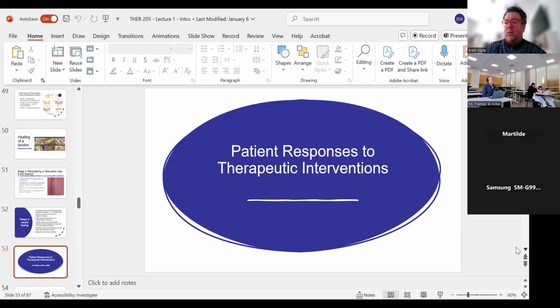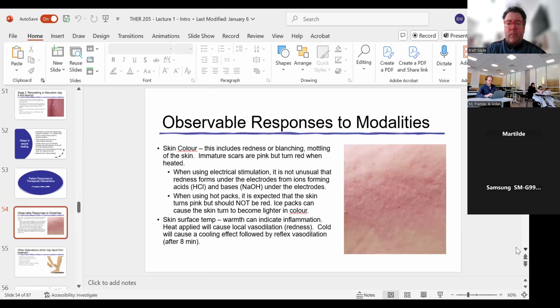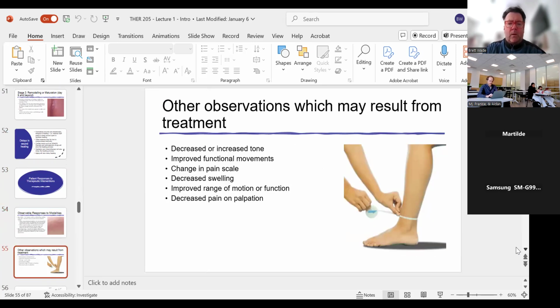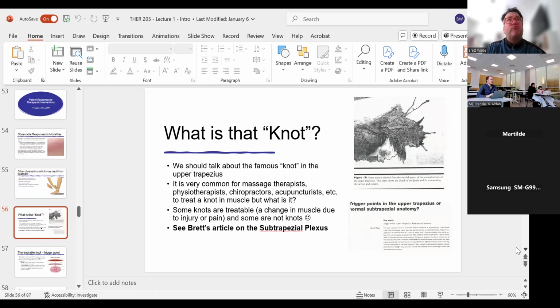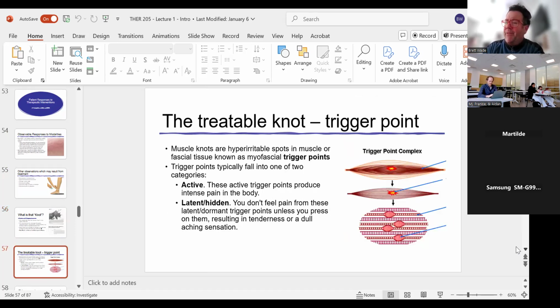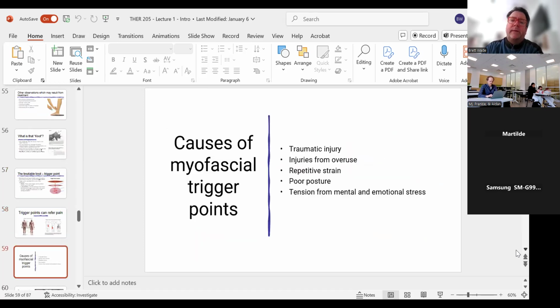Delays in wound healing, it's always a decent question. Why do things not heal well? That's not a bad question. Nothing here, nothing on that slide. Oh, the knot. Yeah, I might have a question on that. What is it? This knot in the upper trapezius, it is the subtrapezial plexus. It's more of a lab thing, but technically it could show up. I do have a question on the trigger point, however, so just note that I will ask sort of the definition of a trigger point.